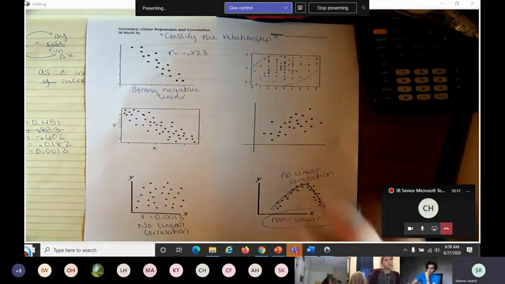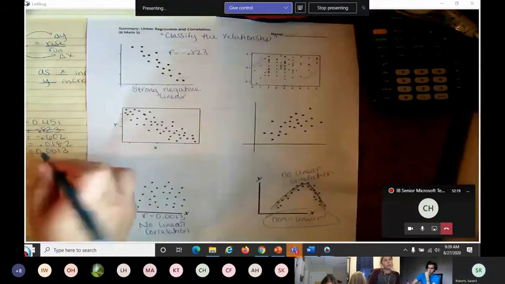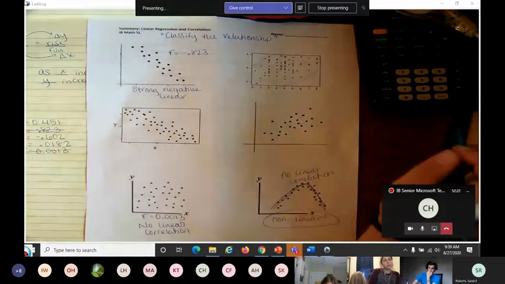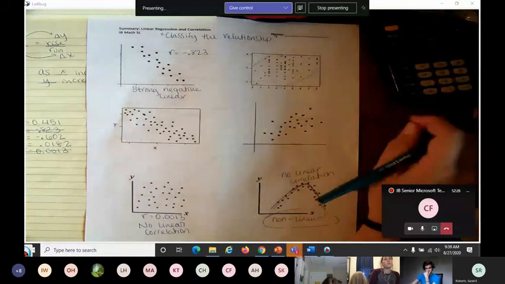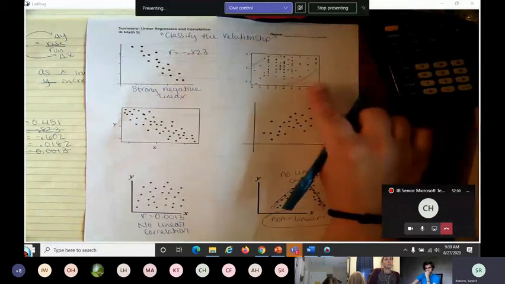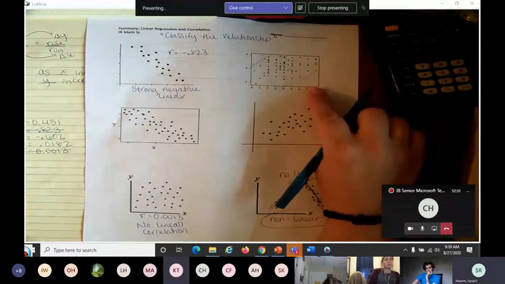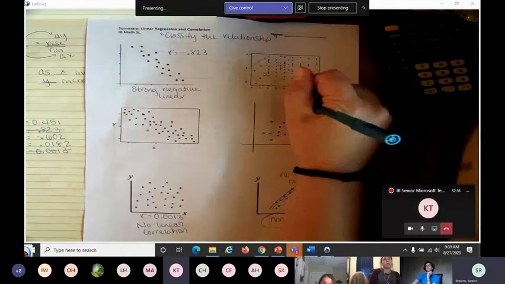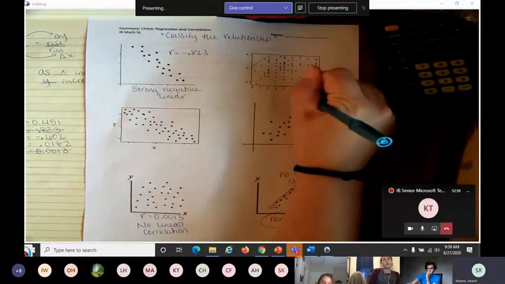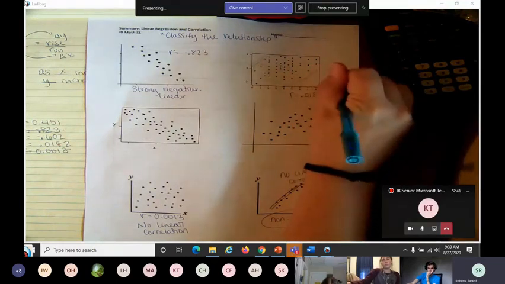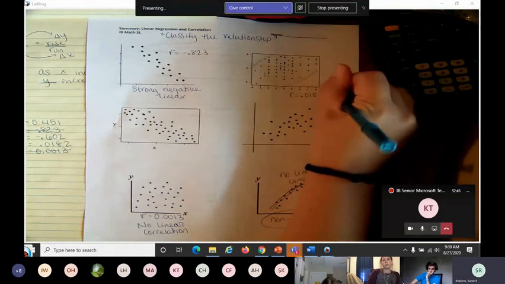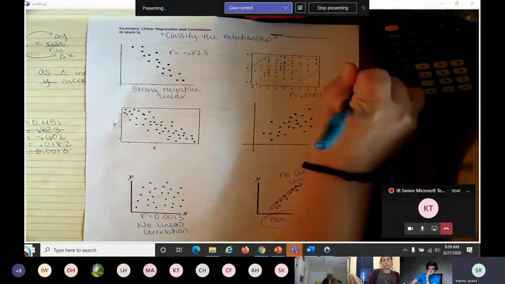So that means we would put what with this one? Which of the R values would go with this guy? 0.0182. Yes. So R is going to be 0.0182, and it's going to be weak, and it's slightly positive, and it's linear.